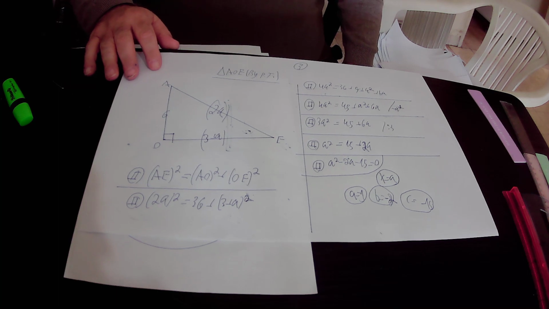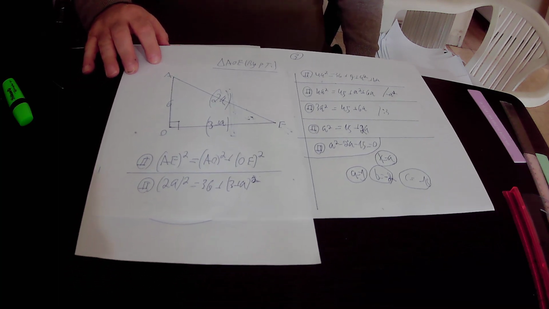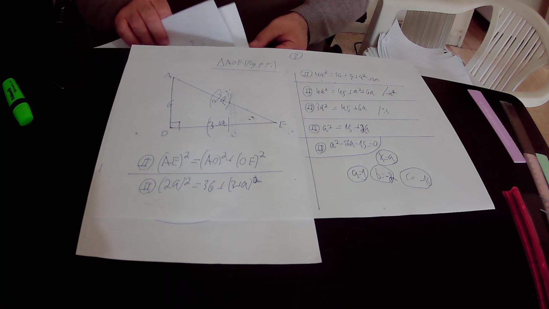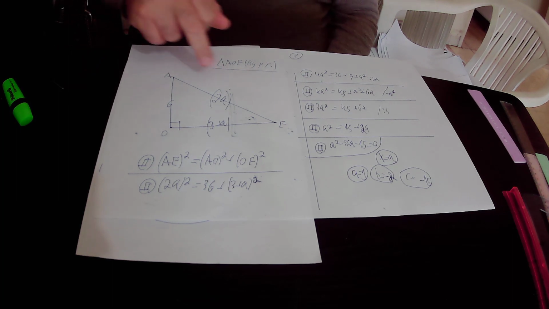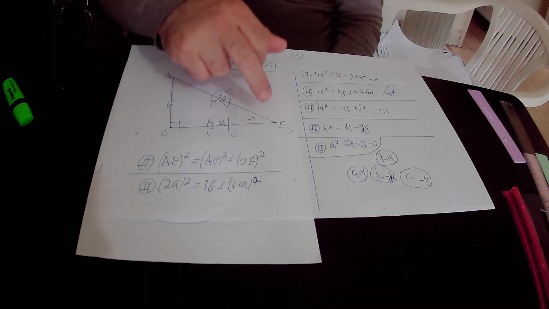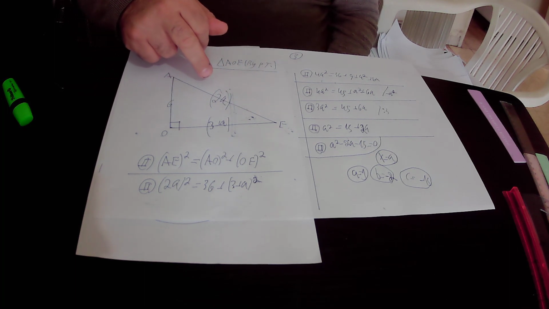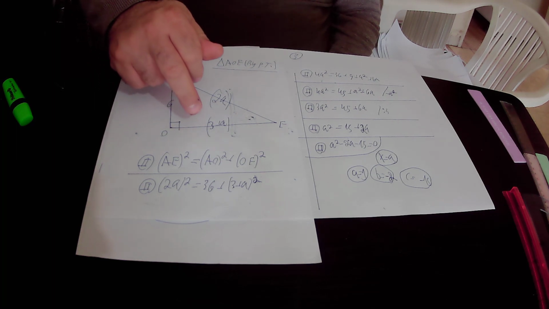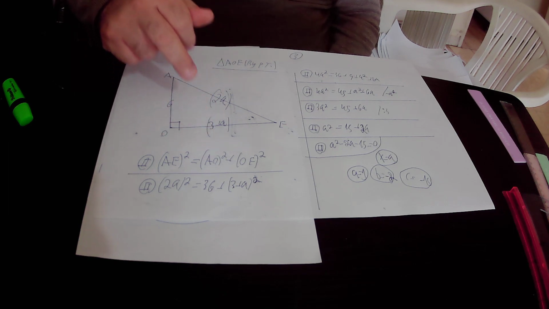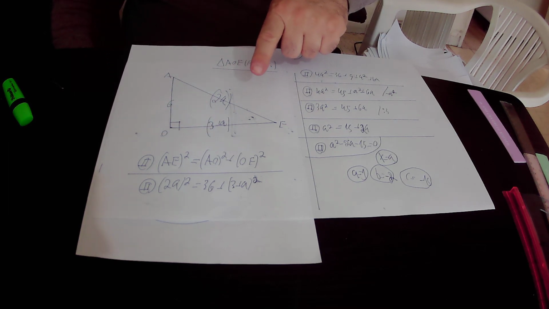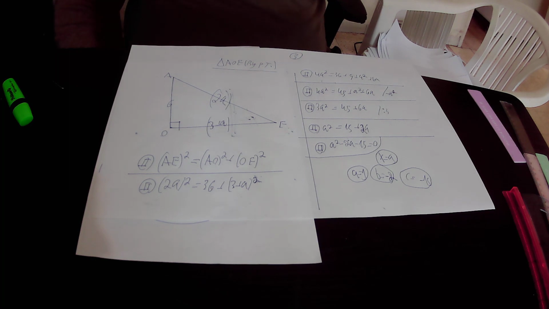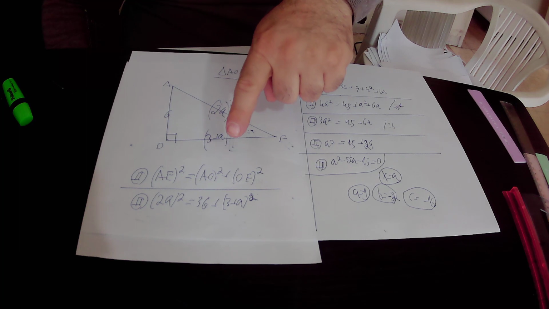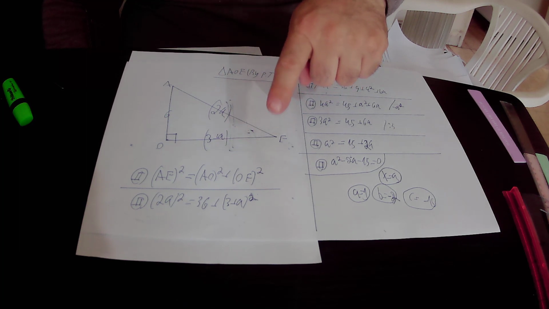We implemented the Pythagoras theorem on triangle AOE. According to the Pythagoras theorem, the square of the hypotenuse equals the sum of the squares of the perpendicular sides. That is to say, AE squared equals AO squared plus OE squared. AE is 2a, so AE squared is 2a squared. AO is 6, so AO squared is 6 squared, that is 36, plus OE squared. OE equals 3 plus a, so OE squared is 3 plus a squared. So in conclusion, according to equation number 2, 2a squared equals 36 plus 3 plus a squared.